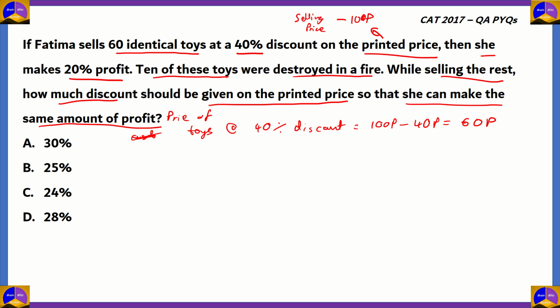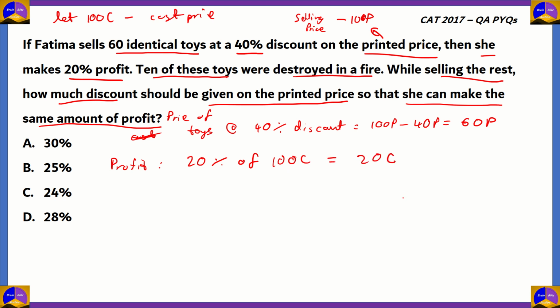Now, we need to know what is her profit. So earlier, when she sold 60 identical toys at 40% discount, then she made a 20% profit. Okay, so the profit that we know is 20% of the cost price. We will consider 100C to be the cost price. So 20% of 100C is the profit that she earns, which is 20C.